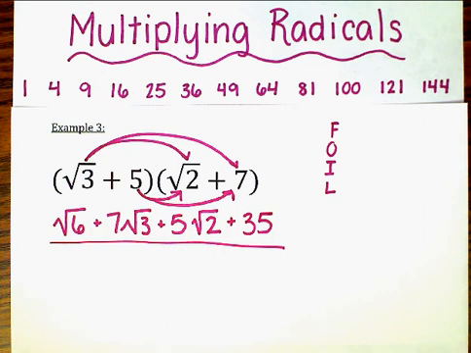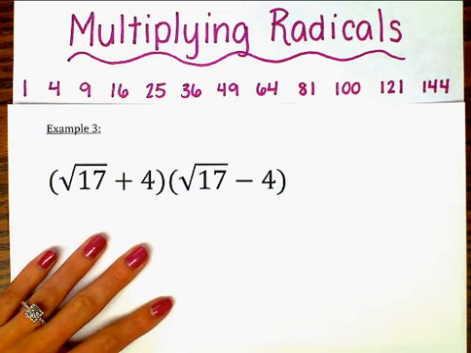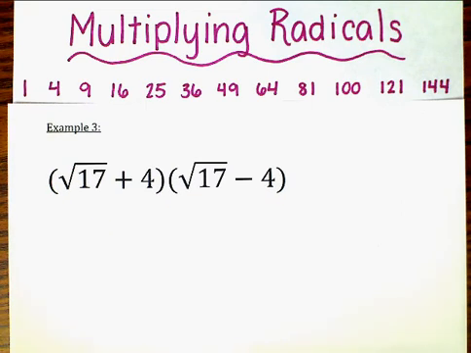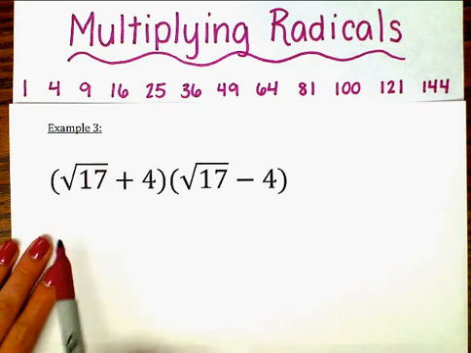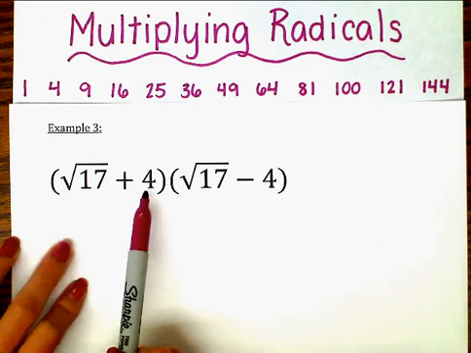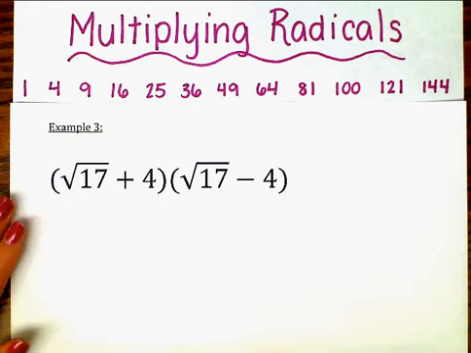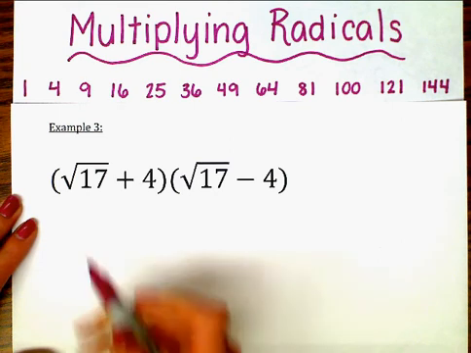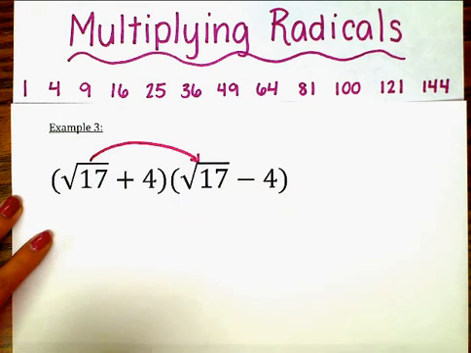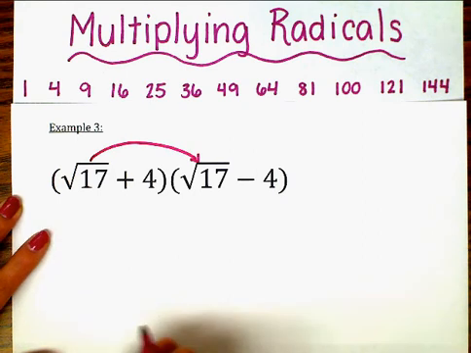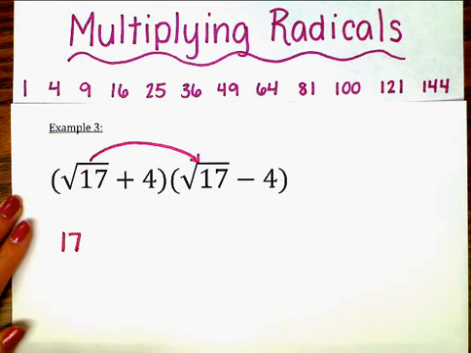Another problem for example 3. Again, it's multiplying 2 binomials. So let's take a look. We have radical 17 plus 4 times radical 17 minus 4. We're going to do the same thing. Let's look at the first terms. We have radical 17 times radical 17. We've done this before. That just equals plain old 17.